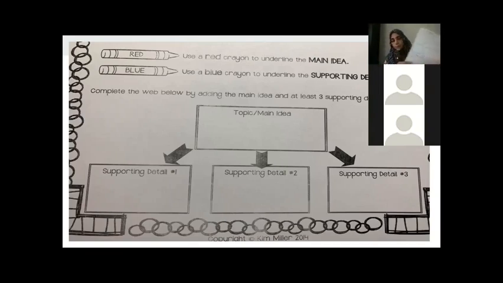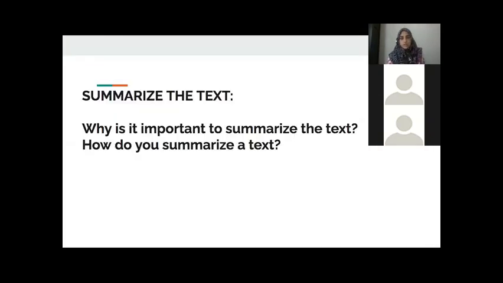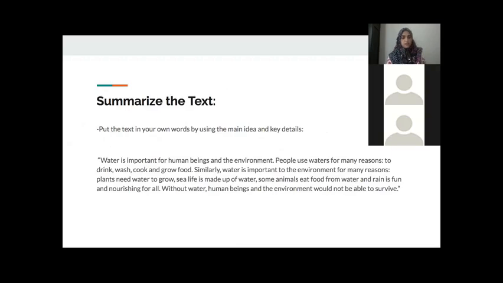Once you fill it out, you will be able to summarize what we just read instead of reading the entire thing out again. So here I have it written out for you. Basically summarizing the text would mean to put the text in your own words. And two things that will help you do that are the main idea and the key details. So this is how I've written it down. Water is important for human beings and the environment. That's our main idea. People use water for many reasons: to drink, wash, cook, and grow food. So that's for us. Now we're going to move on.